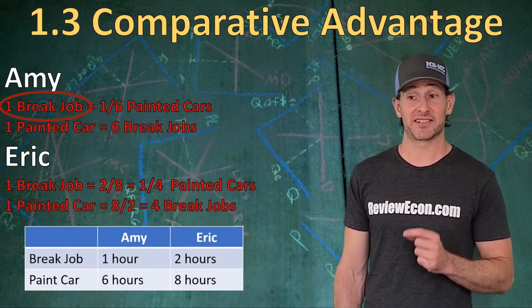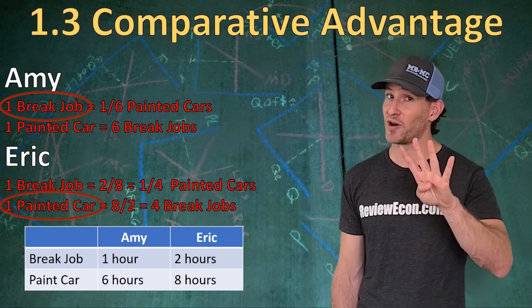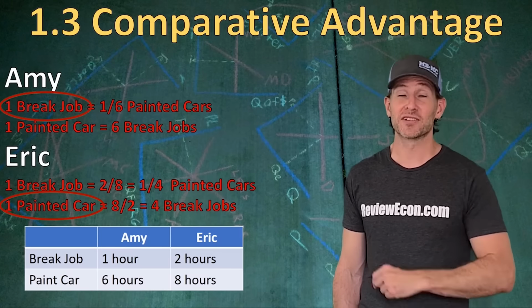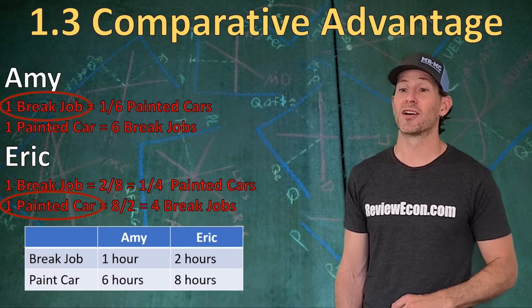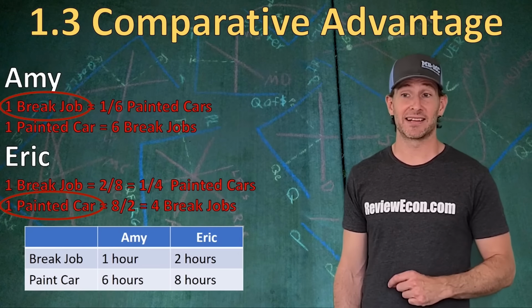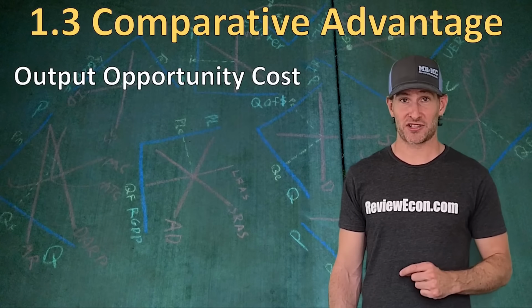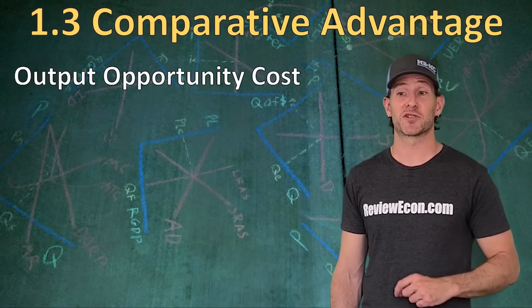Eric, on the other hand, has the comparative advantage for painted cars because his opportunity cost is 4 brake jobs, while Amy's is 6. And since 4 is a lower opportunity cost, Eric has the comparative advantage for painted cars. The other type of comparative advantage question you are likely to get is an output question. When you see an output question, that means the numbers that are talked about in the question are finished products.